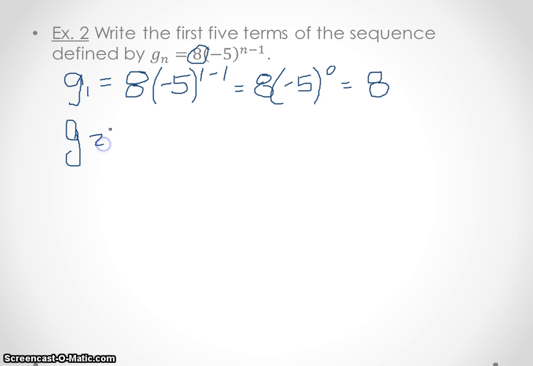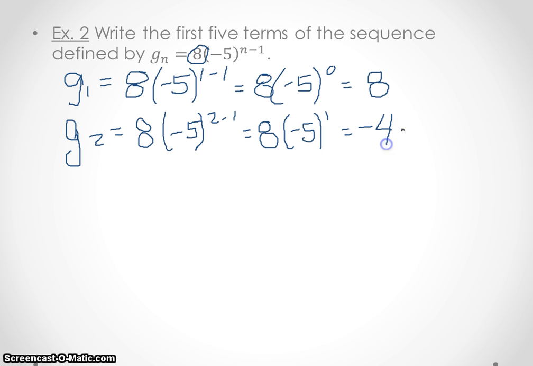g sub 2 is going to be 8 times negative 5, that's our formula, to the, now n here is 2, so we have 2 minus 1 power, which is 8 times negative 5. Well, 2 minus 1 is 1, that's easy enough, because negative 5 to the first is just negative 5, so negative 5 times 8 gives us negative 40. Now you might be seeing a pattern here: that's 0, that's 1. The next one will probably be 2, which you're right, because g sub 3 is 3 minus 1, which is 2.